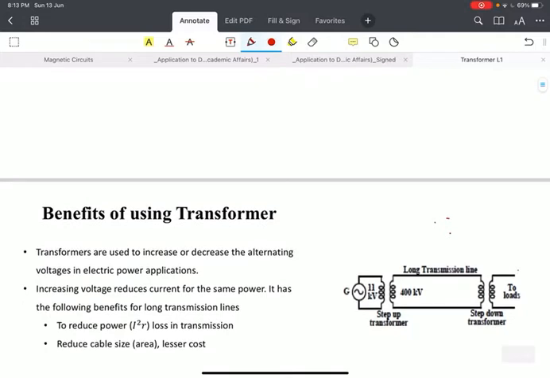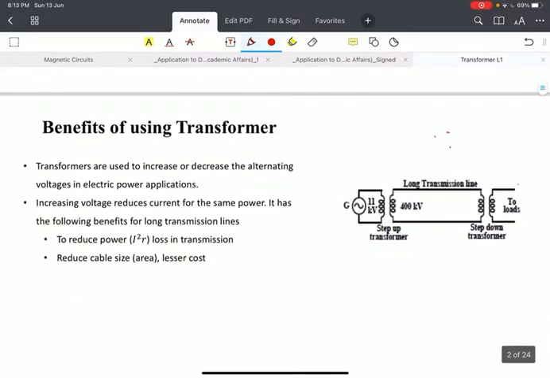So what are transformers? Basically, there can be multiple terminals, but we are considering a two terminal device. Transformers are two terminal devices which have primary and secondary windings, which are used to step up and step down the electrical voltage.